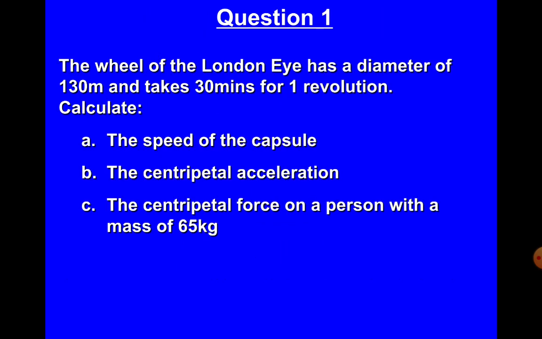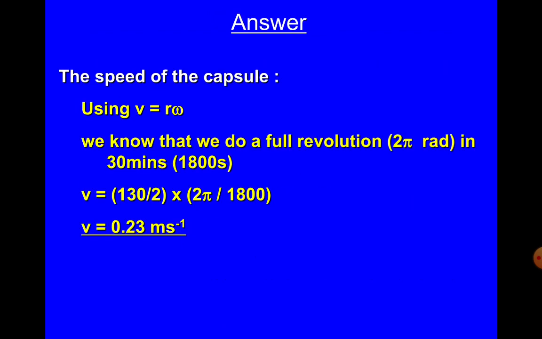Let's see if we can calculate. The wheel of the London Eye has a diameter of 130 meters and takes 30 minutes for one revolution. What would be the speed of the capsule, and the centripetal force on a person with a mass of 650 kilograms? For the speed, we can use v = rω.